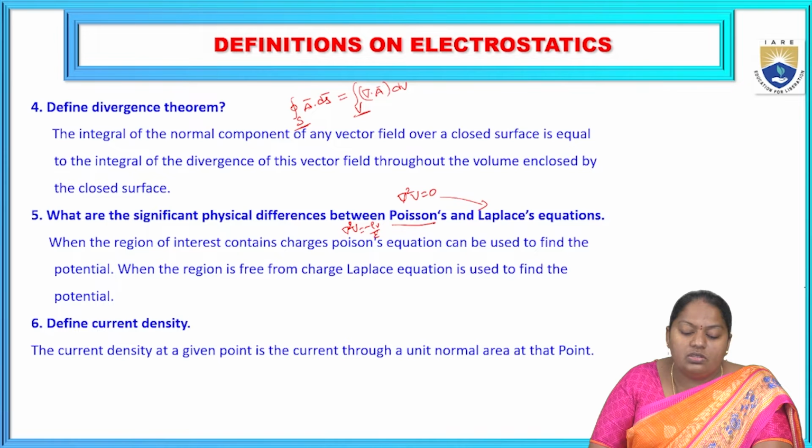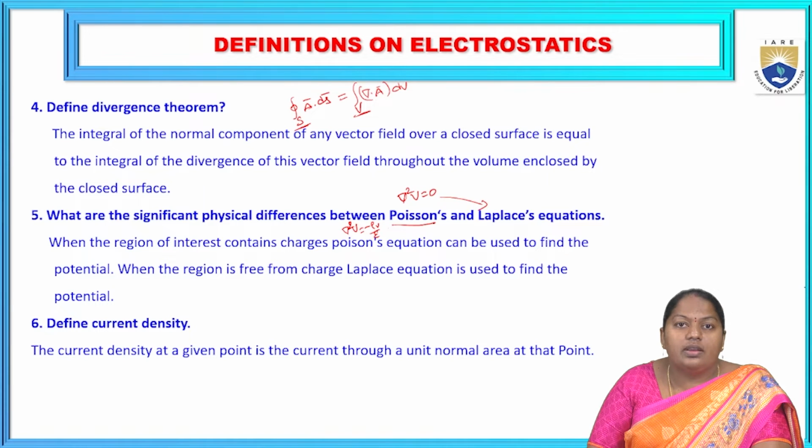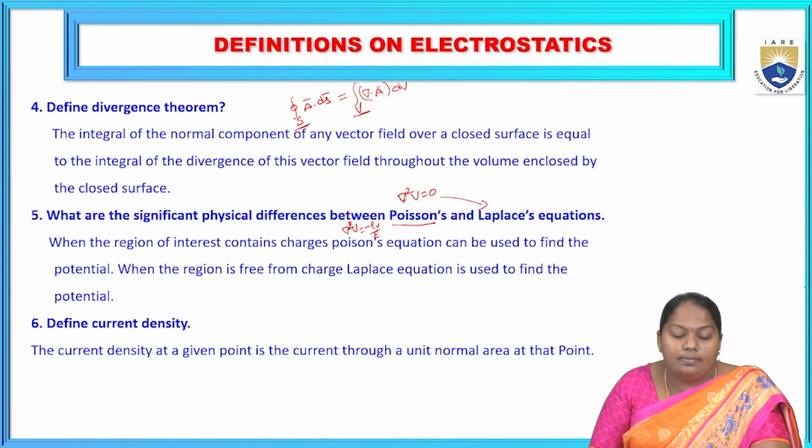If the region contains some charges, then Poisson's law is used to measure the electric potential. When the region is free from charge, meaning there is no charge inside, Laplace's equation is used to measure the electric potential.